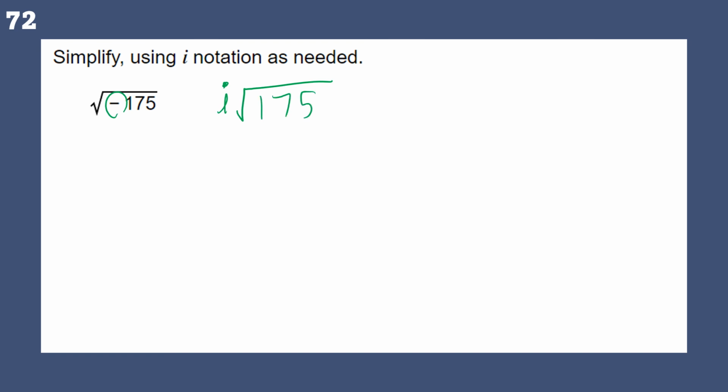Underneath, it's still 175. So we're going to deal with that like we normally would. And we're going to say, what's a nice perfect square that goes into this? Well, what about 25 goes into 175? 25 and 7. So the square root of 25 and the square root of 7. And so we're going to end up with 5i square root 7.